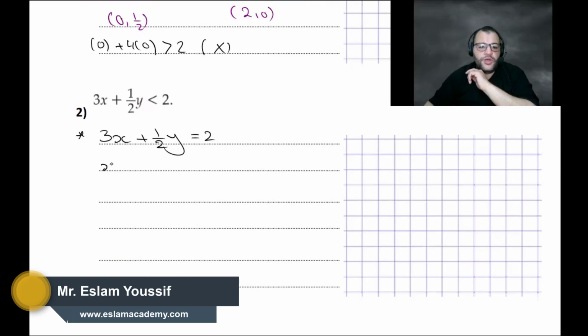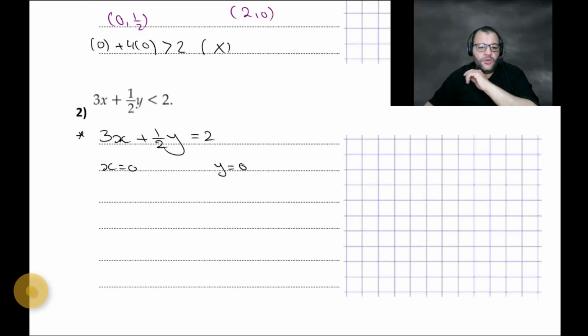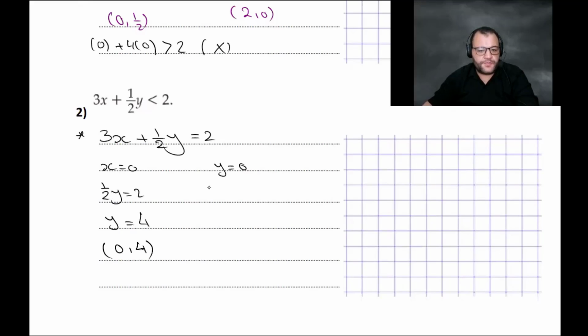So when x is equal to 0, it means 1 over 2 y equals 2, then y equals 4. Then it will be 0 and 4. When y equals 0, it means 3x equals 2, so x equals 2 over 3. So the solution, or the ordered pair, is 2 over 3 and 0. Okay, so that's the coordinates that we have.